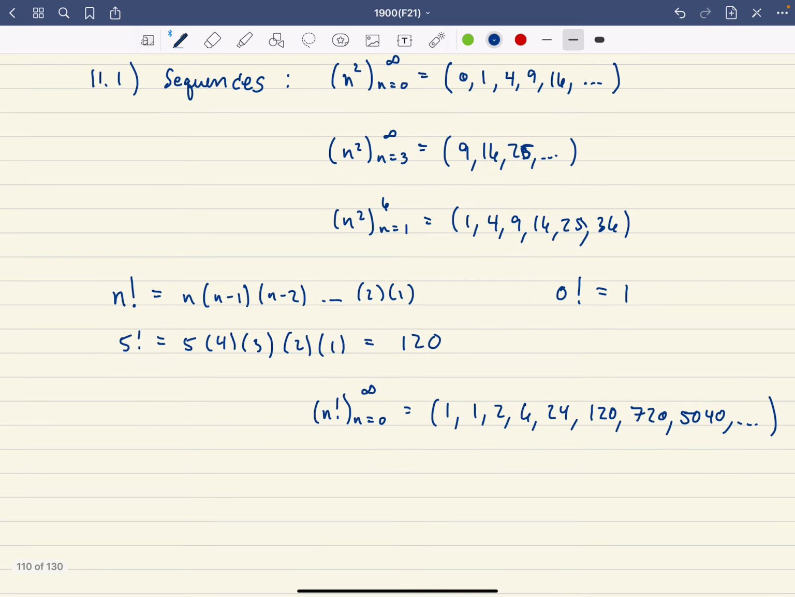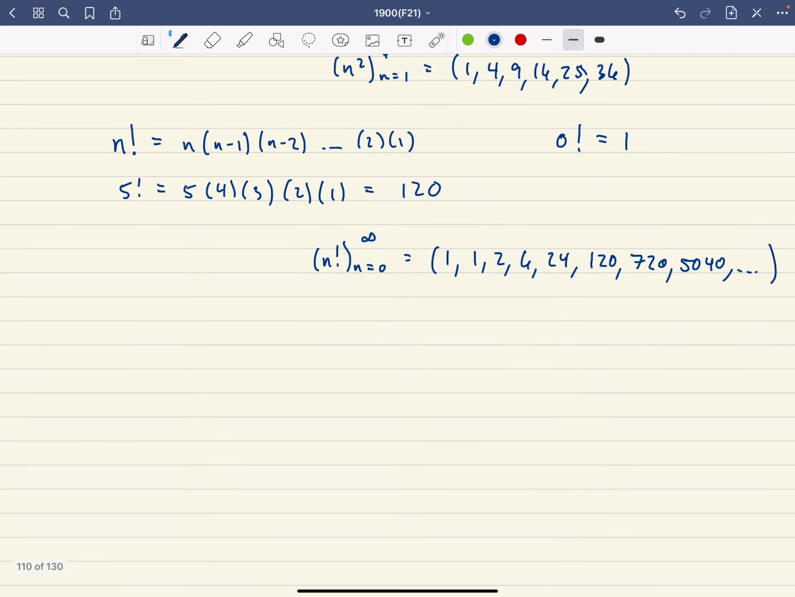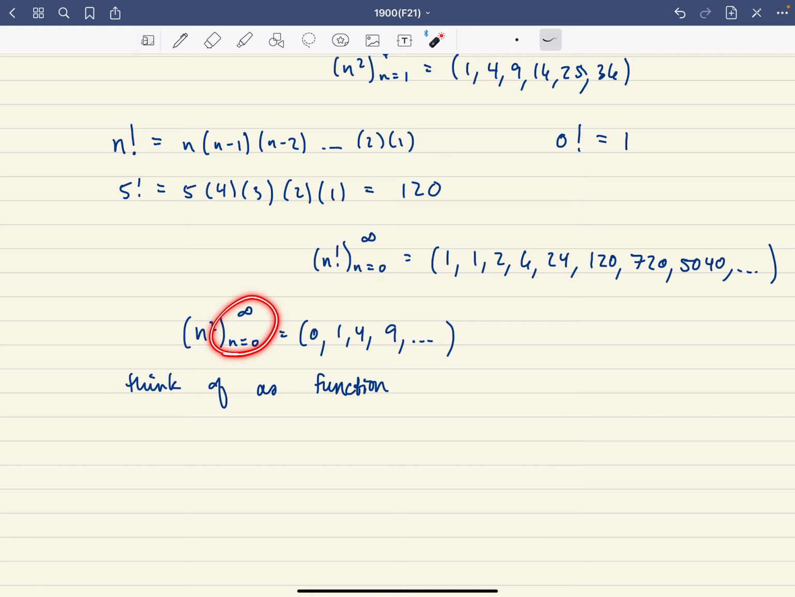So in a nutshell, that's all sequences are. Now, there's a nice way to think about this. If you were to have something like n squared, you can think of the sequence n squared as being the values, let's just go from 0 to infinity. This is the numbers 0, 1, 4, 9, 16, and so on, that we talked about above. You could think of sequences as being functions, where your domain, the values that you're allowed to input, are just the integers from 0 to infinity.